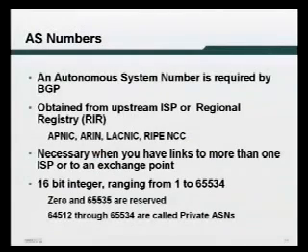You also need an autonomous system number. To use BGP, you need an AS number. You can get those from your upstream ISP, or you can get them from the regional internet registry. With each registry region, it's a slightly different process, but generally you get your AS number from your upstream service provider or the RIR, whether that's APNIC, ARIN, LACNIC, or RIPE NCC. You have a choice. It's necessary when you have links to more than one ISP or you're connected to an exchange point, or both.